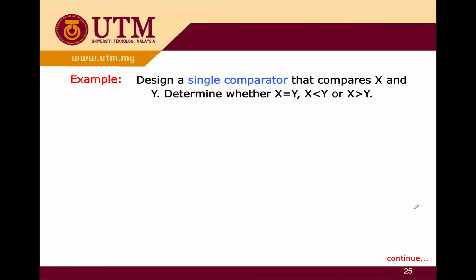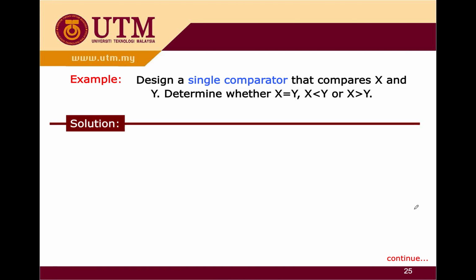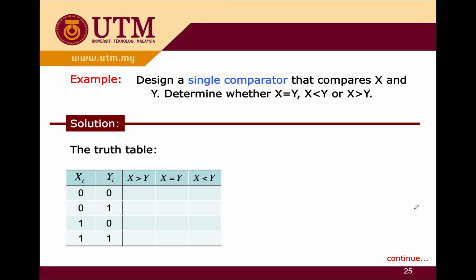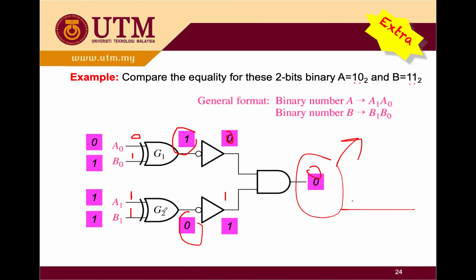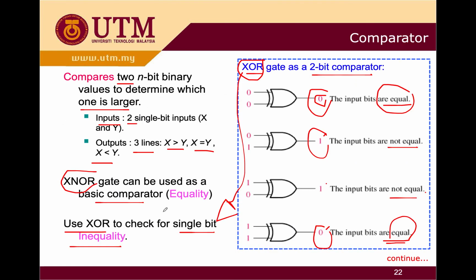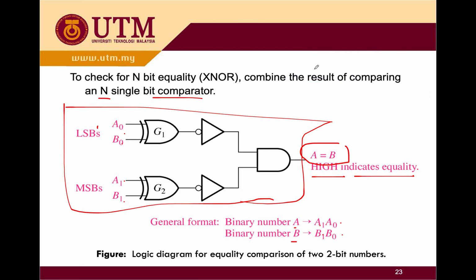Then another example is to design a single comparator to compare x and y. Determine whether x equals y, or x is less than y, or x is more than y. So this is the solution. You need to draw the truth table first, and after you get it, using your single comparator you will get these kinds of situations. So where is your single comparator? This is your single comparator, which is a 2-bit comparator.